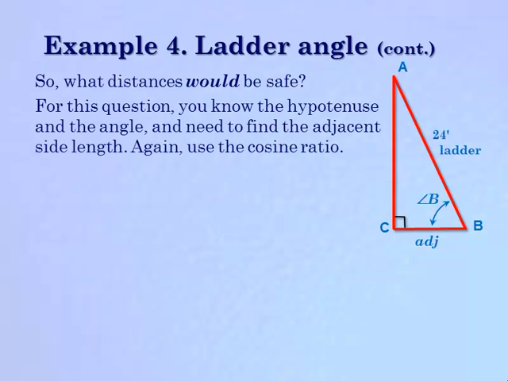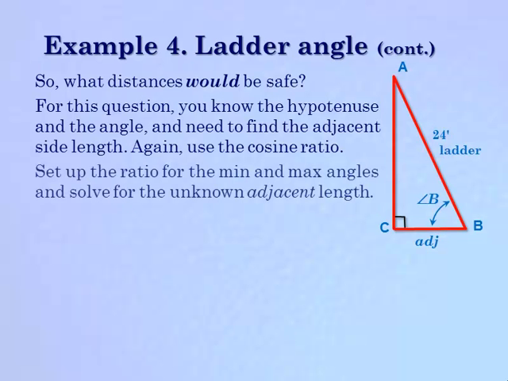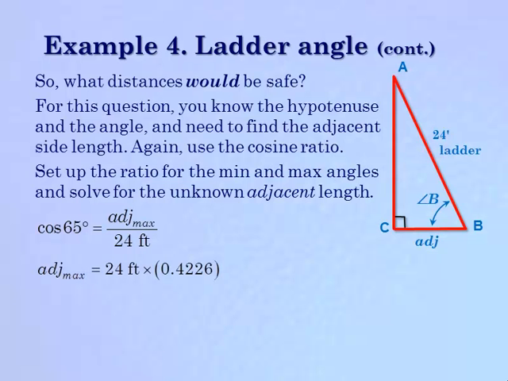So we know the hypotenuse and the angle values, and we need to find the adjacent side length. Again, we'll use the cosine ratio. So we'll set up the ratio for the minimum and the maximum angles and solve for the unknown adjacent length. So the adjacent length in this case would be 24 feet times 0.4226, the cosine of 65 degrees, and we know that'll be the maximum distance, when the ladder is almost flat. And 10.1 feet would be the answer that we would get from the farthest distance away from the wall that we should have that ladder.